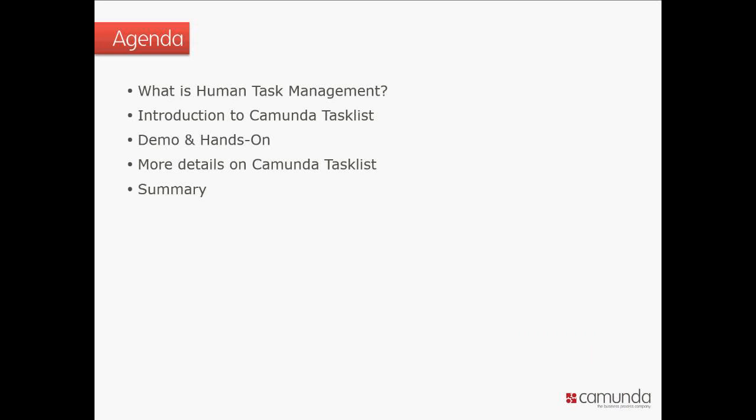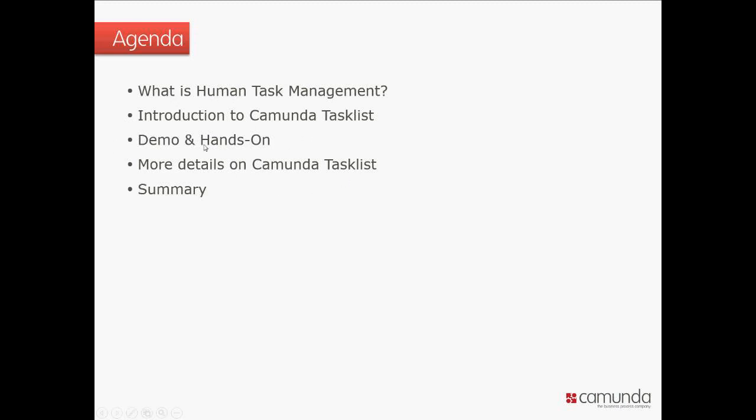Today we want to have a look at the task list. I want to give a short introduction about human task management in BPMN in general and in Camunda BPM specifically. I want to give an introduction to the task list. We built a completely new task list in the 7.2 release, so I want to give you some insights on the technology and the features, basically why we developed a new one, and maybe a couple of roadmap things as well.